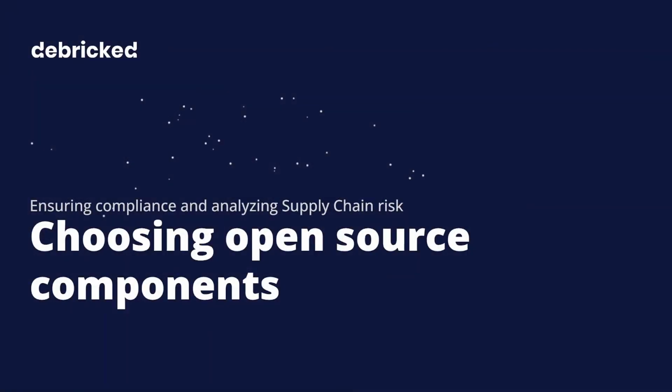Let's look at how to evaluate open source projects for compliance with your organization's policies and for supply chain risk. For this, we have a product called Open Source Select and a feature called Start Left Policies.